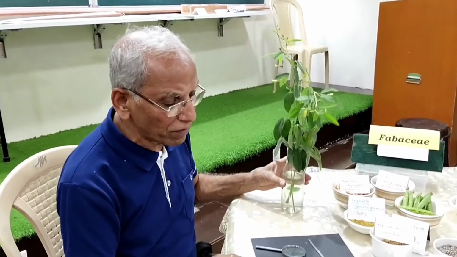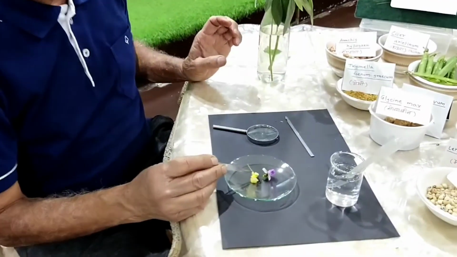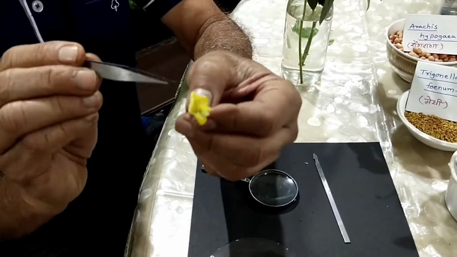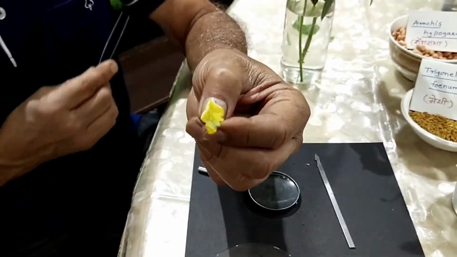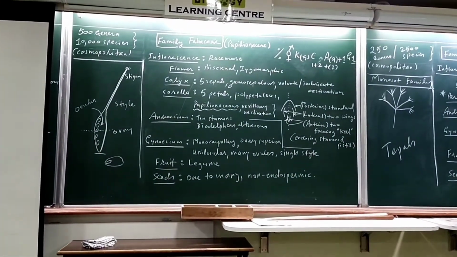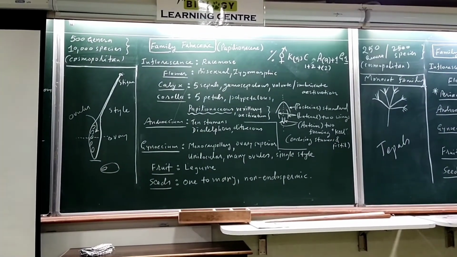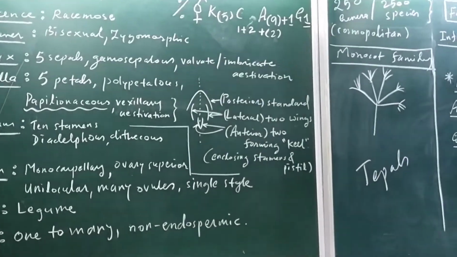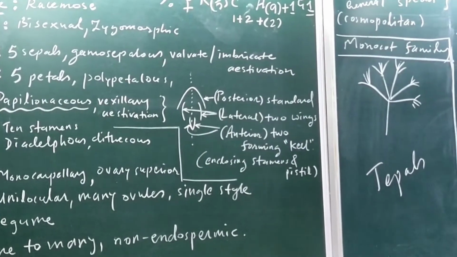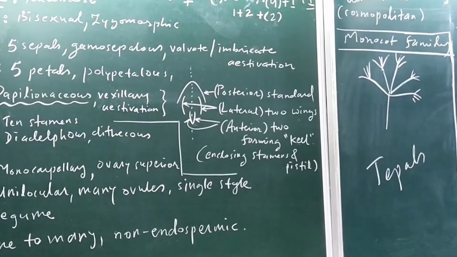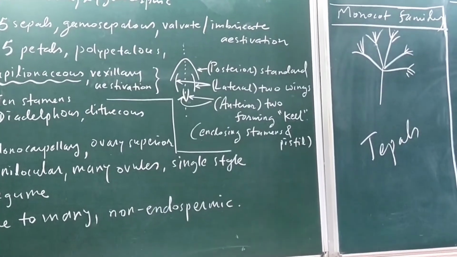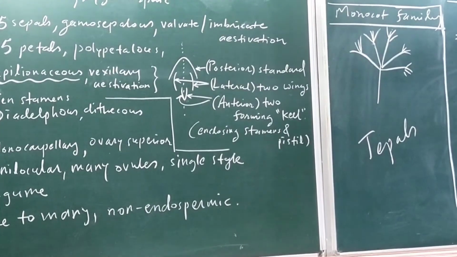I removed one of the flowers here and let us now examine this flower. Vexillary situation. Look at the board. You will find that there is a posterior standard petal, two lateral which are called wings. Wings are also called alae, and the standard is also called vexillum. That's single. Laterally there are two alae. That means wings and alae are the same.